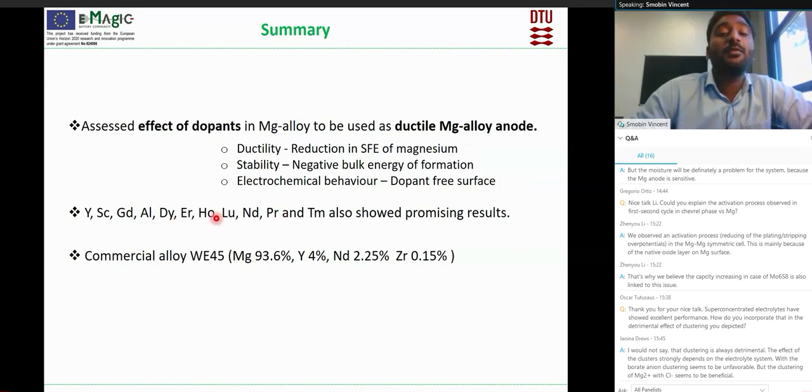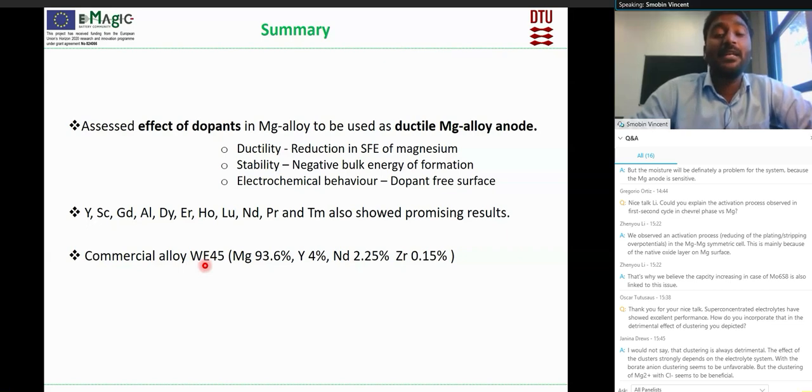Based on these identified elements, we also see a commercial alloy which is already available. This is the WE45 alloy, which contains yttrium, neodymium and zirconium. These elements are shown to be promising. The only element not in our list is zirconium, because zirconium is not soluble in magnesium. But several studies indicate that zirconium is soluble when it is added with the rare earths. So we definitely recommend this commercial alloy, which can be tested for use as a ductile Mg alloy anode.